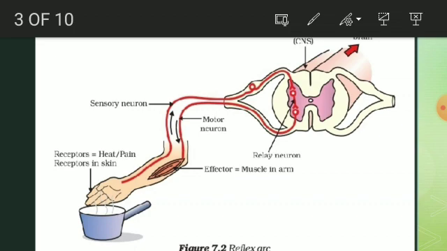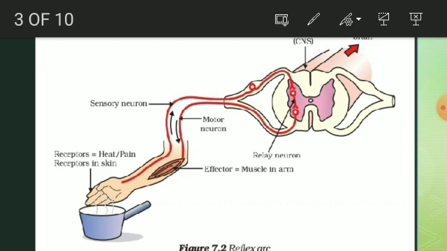And here in reflex action, there is an input and an output section. See, here are the receptors, that is heat or pain. On touching a hot pan, there is the temperature, and we feel a burning sensation. Why? Because of the receptors in the skin. So when you touch such a hot pan, what happens?